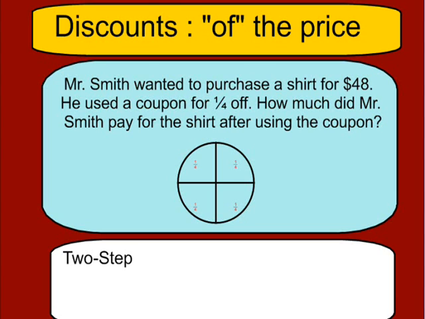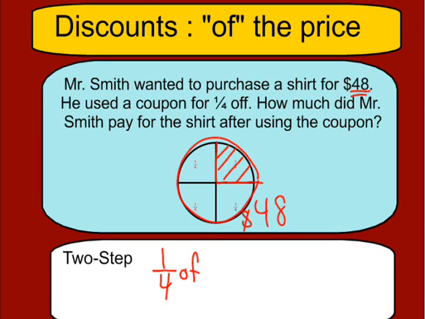Okay, so he went up to the register and the cashier said, okay, that'll be $48. But he had a coupon for 1/4 of the price. He doesn't have to pay for 1/4 of the cost of that shirt. So if this circle represented the shirt, he doesn't have to pay 1/4 of 48. So of means multiply. I could cancel the 4, and 4 goes into 48 12 times. He is saving $12.